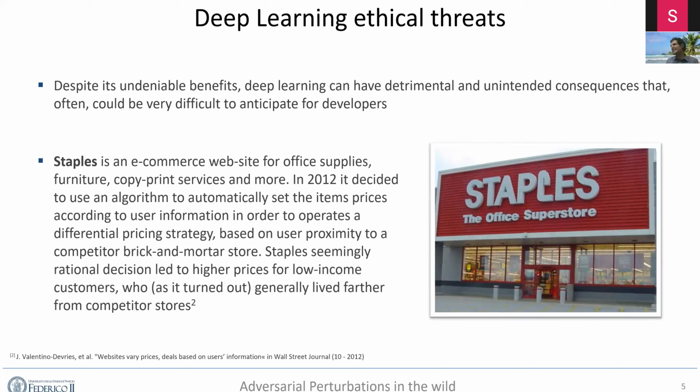The first, let's say, large-scale problem example arose in 2012 when Staples decided to use artificial intelligence to change the price or to provide discounts and offers to some customers. The idea was simple and actually quite fine: they simply wanted to offer deals to customers closer to a competitor store. The problem is that it turned out that people who are far from a competitor store were those actually with a low income, because they were living far from the center, for example. And so people with low income got higher prices. And this is clearly unfair.